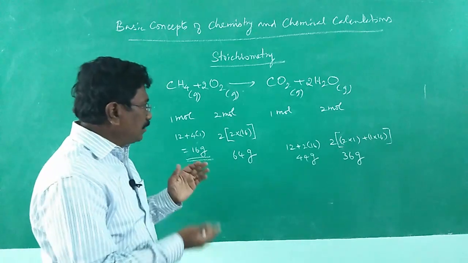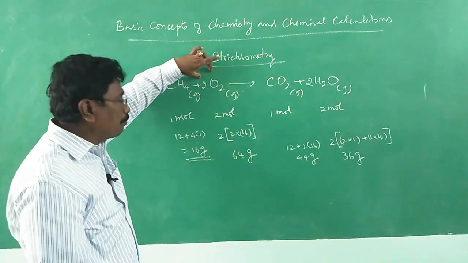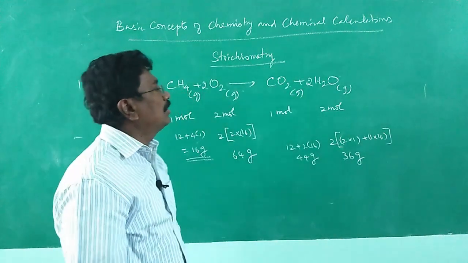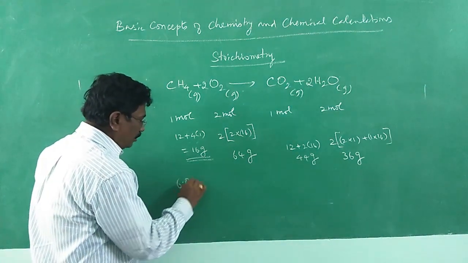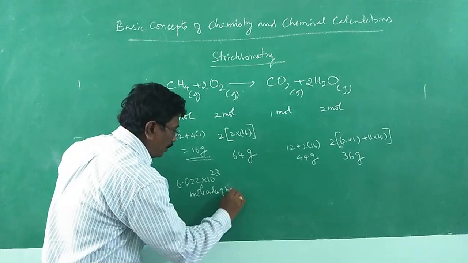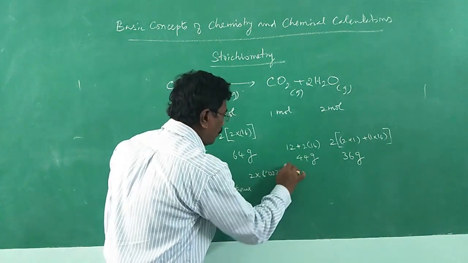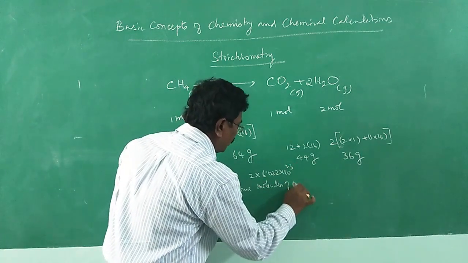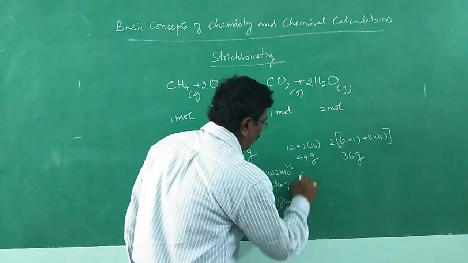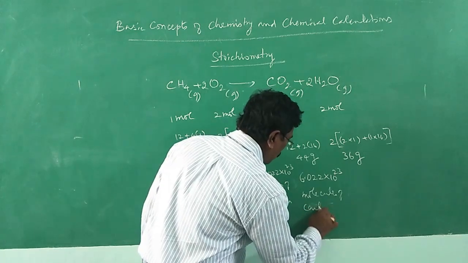That's all. If it is expressed in number of molecules, 6.022 in 10 power 23 molecules of methane combines with 2 into 6.022 in 10 power 23 molecules of oxygen to give 6.022 in 10 power 23 molecules of carbon dioxide and 2 into 6.022 in 10 power 23 molecules of water. So 6.022 in 10 power 23 molecules of methane combines with 2 into 6.022 in 10 power 23 molecules of oxygen to give 1 mole of carbon dioxide, means 6.022 in 10 power 23 molecules of carbon dioxide.